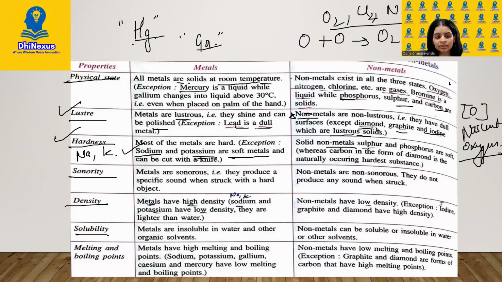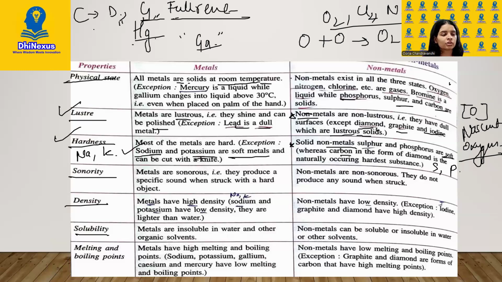Solid non-metals like sulfur and phosphorus are soft. Sulfur is S, phosphorus is P, and carbon, in the form of diamond, is one of the hardest naturally occurring substances. Carbon actually has three allotropic forms. It exists in the form of diamond, then graphite, and Buckminster fullerene. So carbon can be called a hard substance.